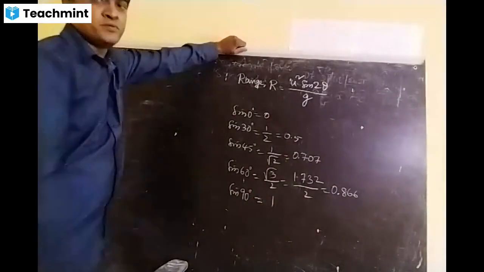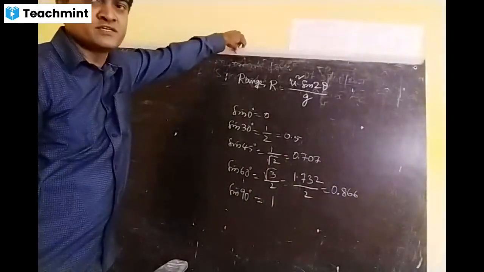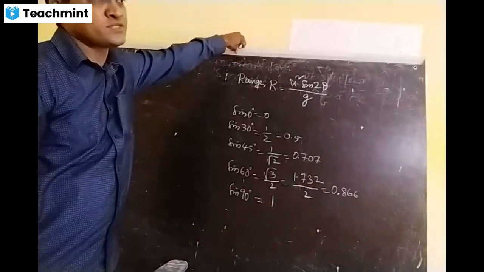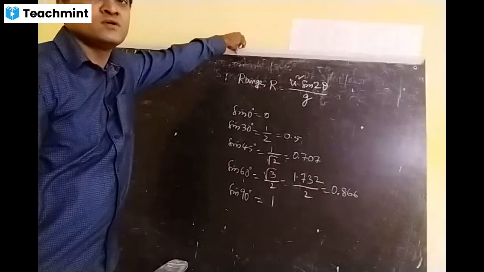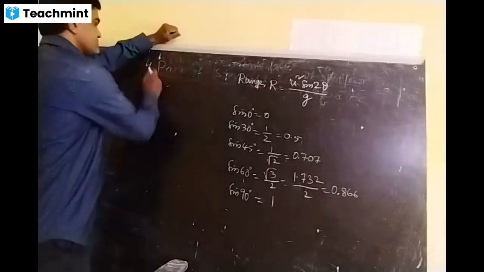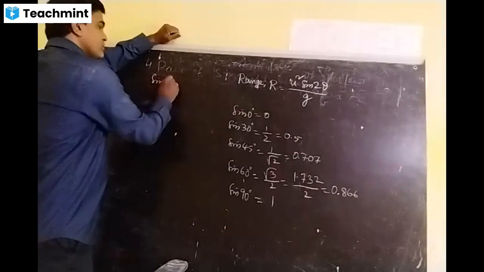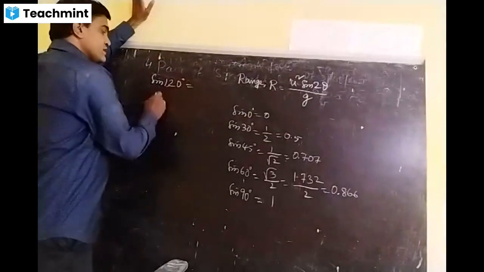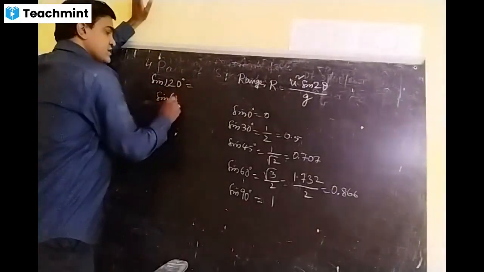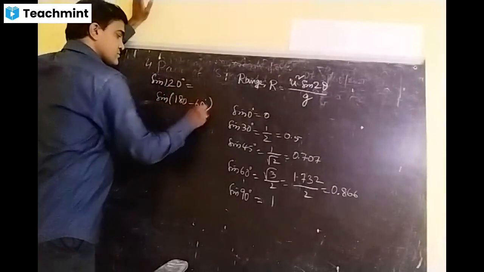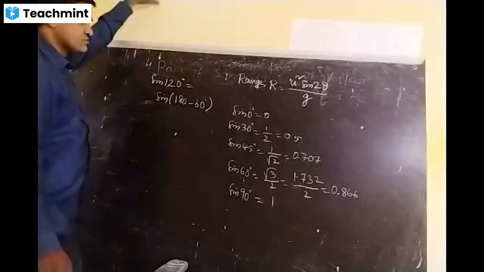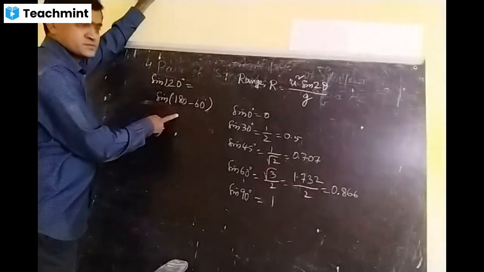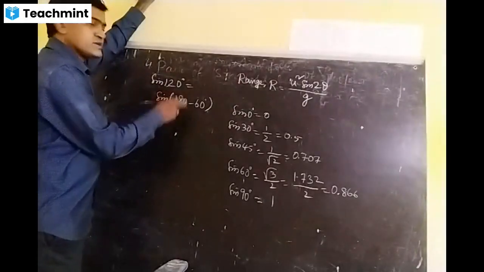And if you go beyond 90 degrees, if you take 135 degrees, do you get negative values? Let me try. What is the value of sine 135? Okay, sine 120 degrees. What is the value of sine 120? Sine 135 is 1 by root 2, yes, that is right.